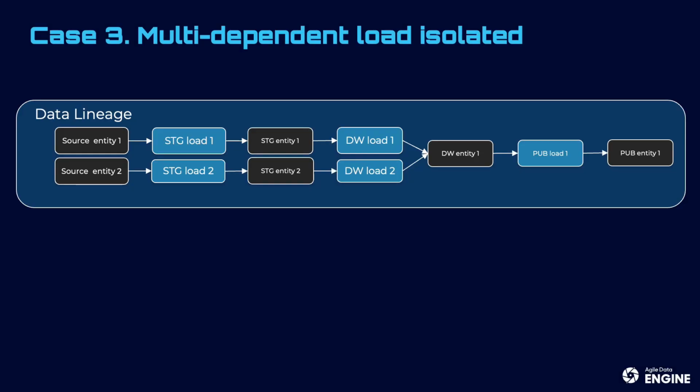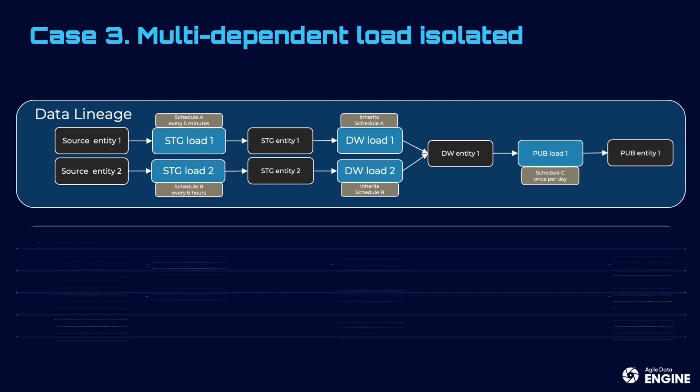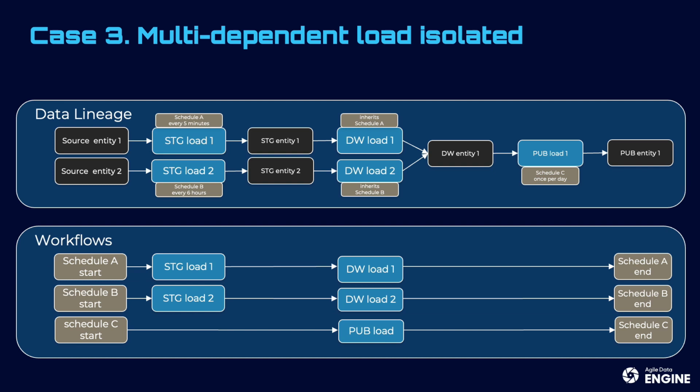The final example shows a multi-dependent load with its own schedule. This is typical when an object has multiple incoming loads. Loads between layers become independent and isolated. This is a cost-effective option, and it is often utilized if the publish layer doesn't require frequent updates.